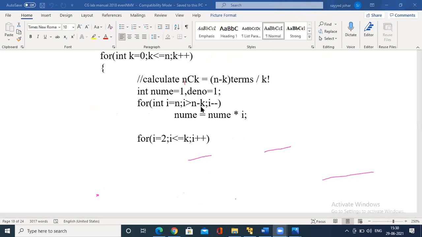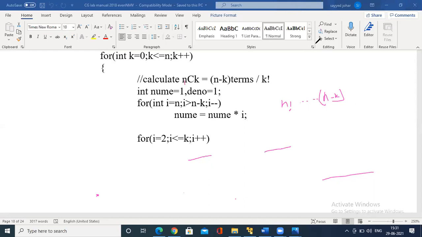I greater than n minus k. We are calculating the decrement till n minus k. Calculate the numerator. The numerator is the same as calculating n factorial, but only till n minus k, not till 1, because we are going to cancel one of the n minus k factorials from the denominator.